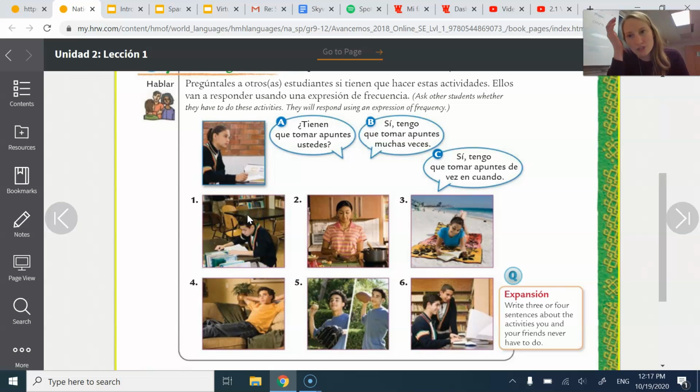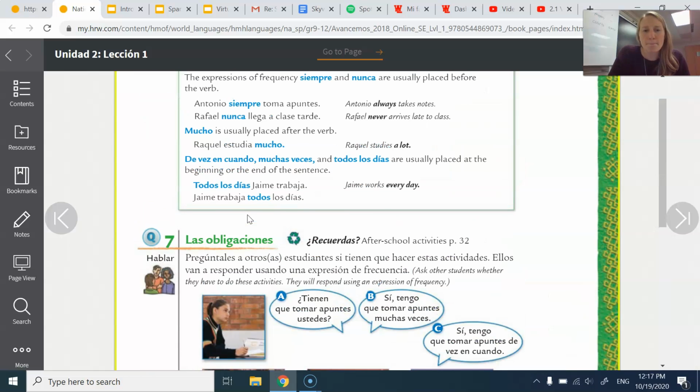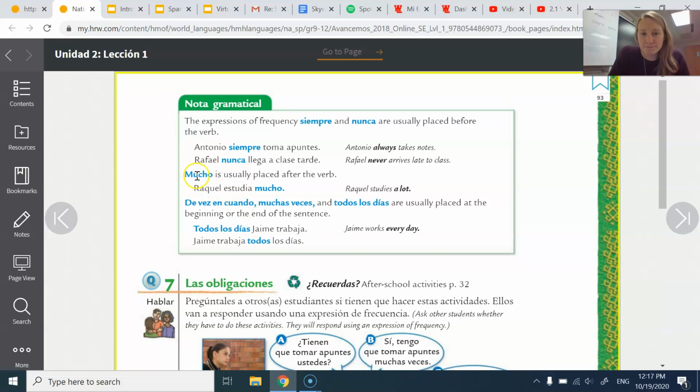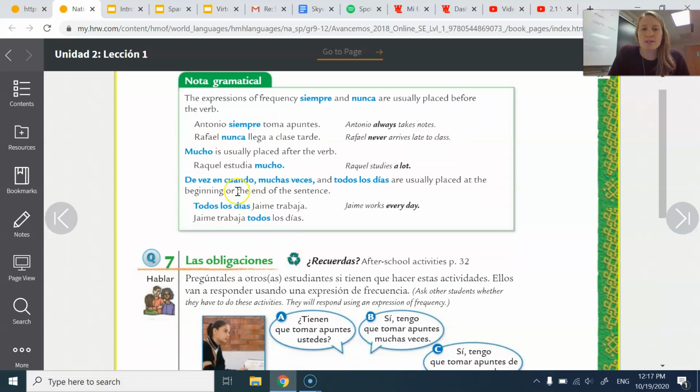Tienes que, right? Do you have to? Tienes que leer libros. Now you would respond by how often you need to, right? So tienes que leer libros. You could say, sí, tengo que leer libros mucho. Or you could say, siempre tengo que leer libros. You could say, de vez en cuando tengo que leer libros.